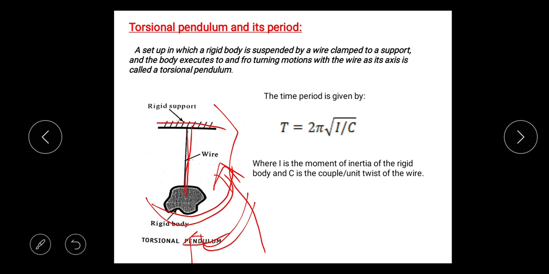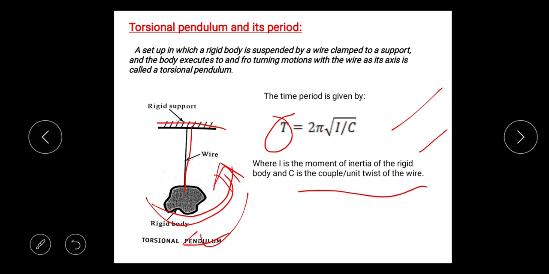So we'll define a torsional pendulum like this: a setup in which a rigid body is suspended by a wire clamped to a support, and the body executes to and fro turning motions with the wire as its axis, is called a torsional pendulum. As per the theory of vibrations, the time period of oscillation T for a torsional pendulum is given by T = 2π√(I/C), where I is the moment of inertia of the rigid body, and C is the couple per unit twist of the wire. Just now we have derived an expression for couple per unit twist. The same couple per unit twist is taken here.